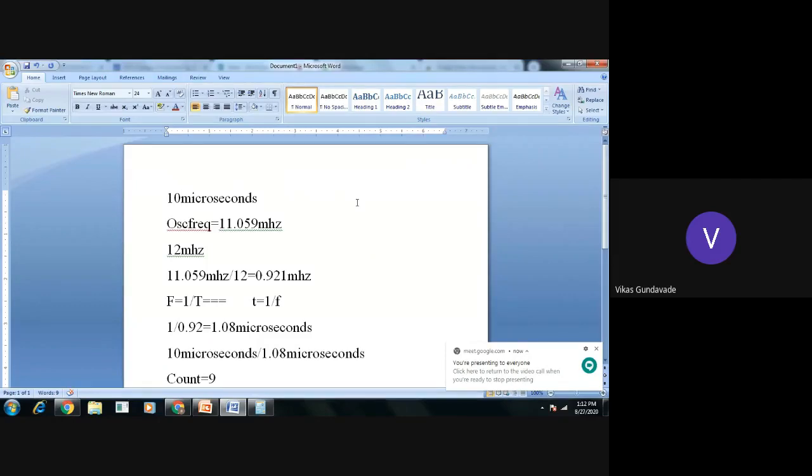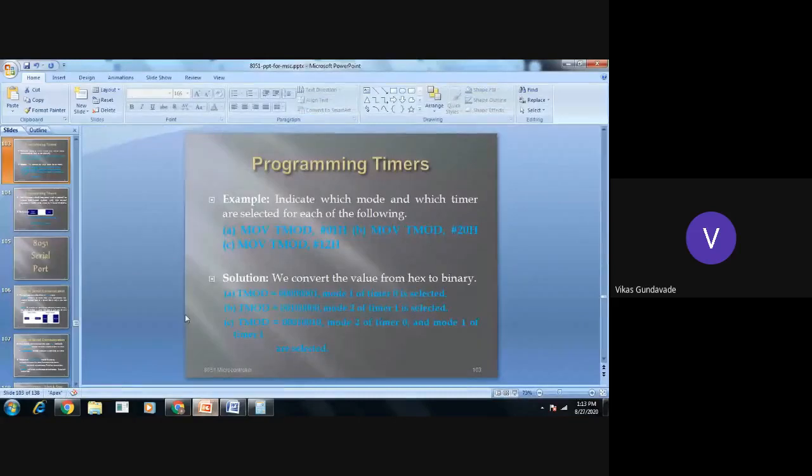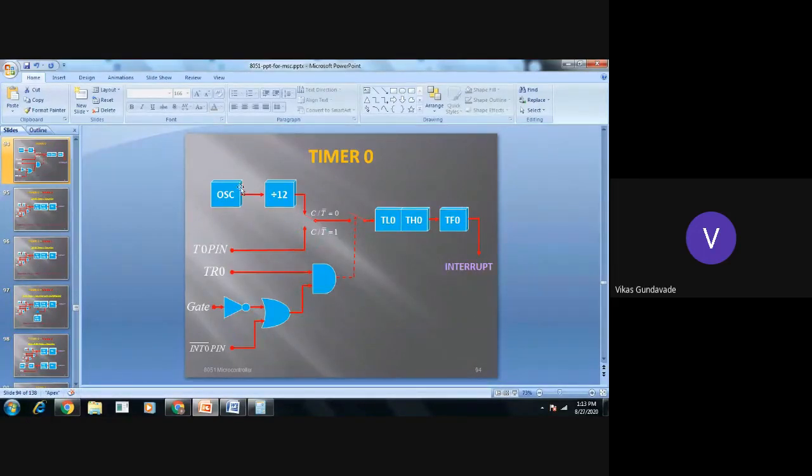Now, when we are writing software programming, at that time we need to load some sort of count, and we need to calculate the number of clock pulses required for every instruction and so on. So simply using timers, we can provide the delay of 10 microseconds. When we see the architecture of the timer, the internal oscillator frequency is first divided by 12, and only then is that frequency used for the timer.